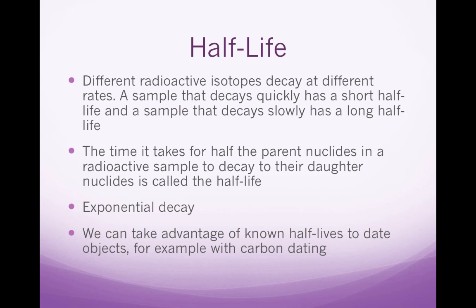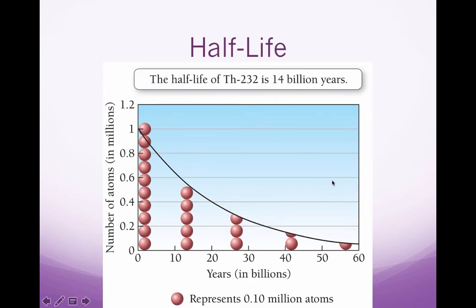And we can actually take advantage of known half-lives to date objects, and that's how we do carbon dating. So we know carbon-14 has this half-life. So if we measure how much carbon-14 we see in a sample, we can calculate backwards to figure out how old it is. And here's a picture of this.